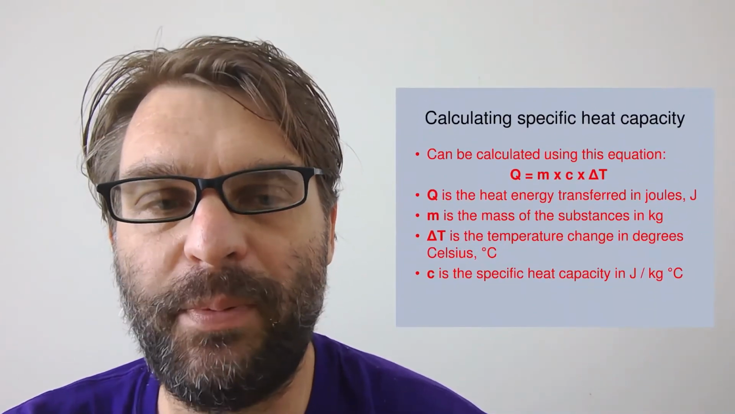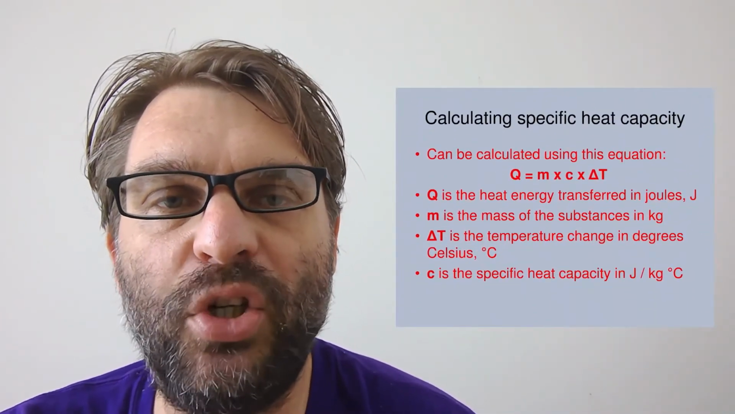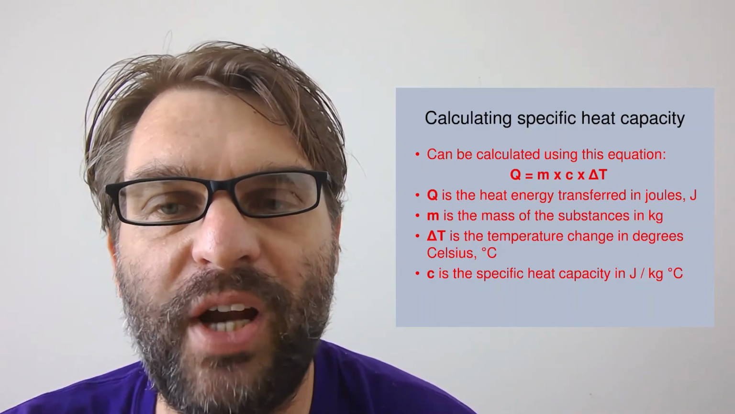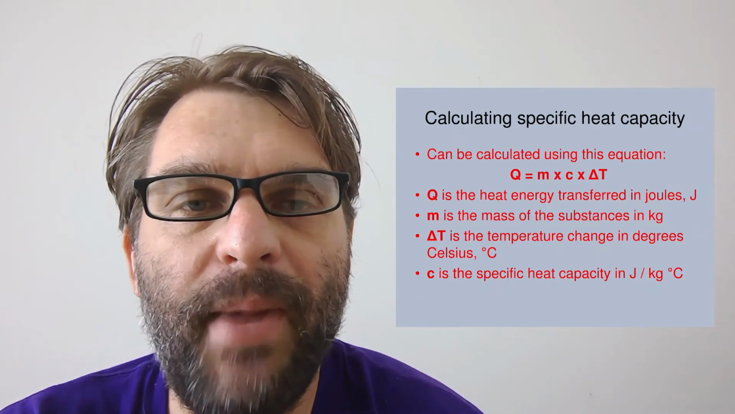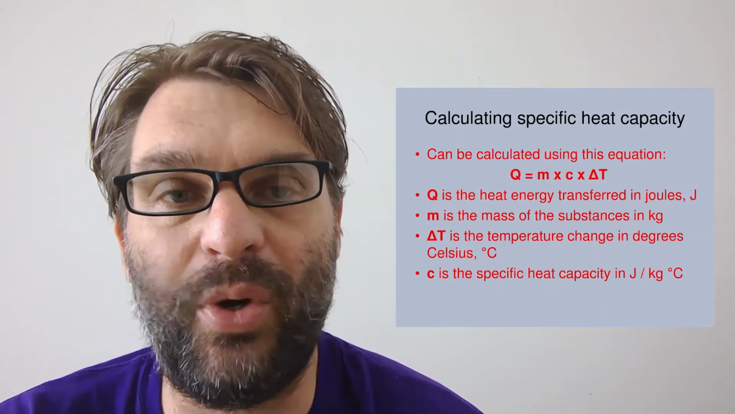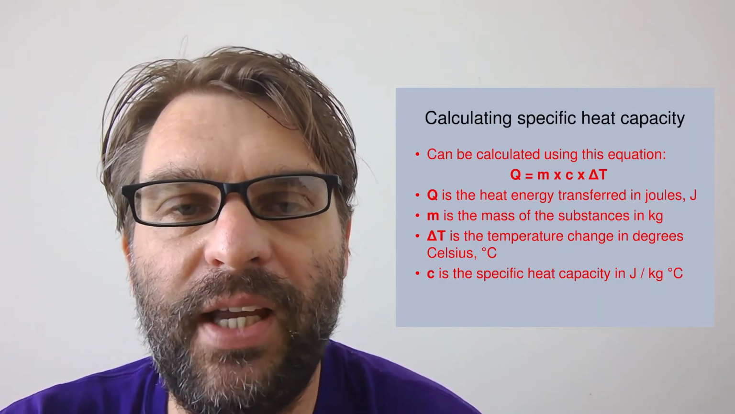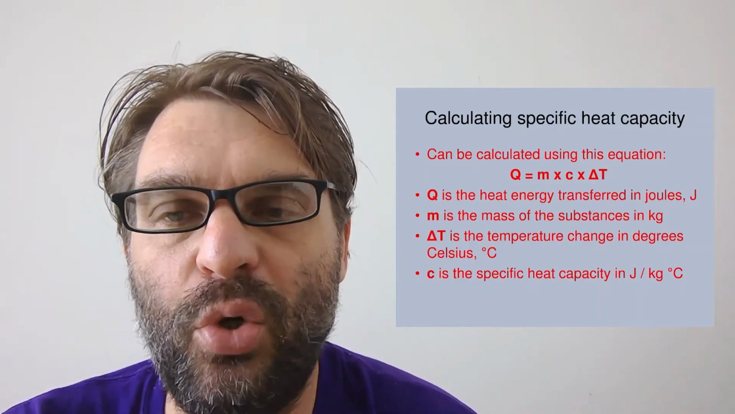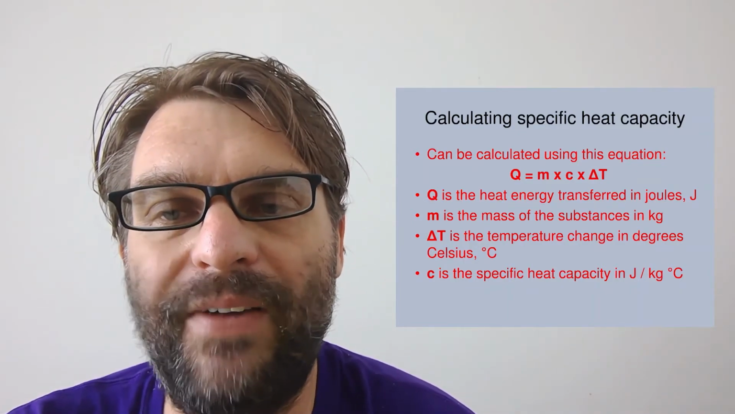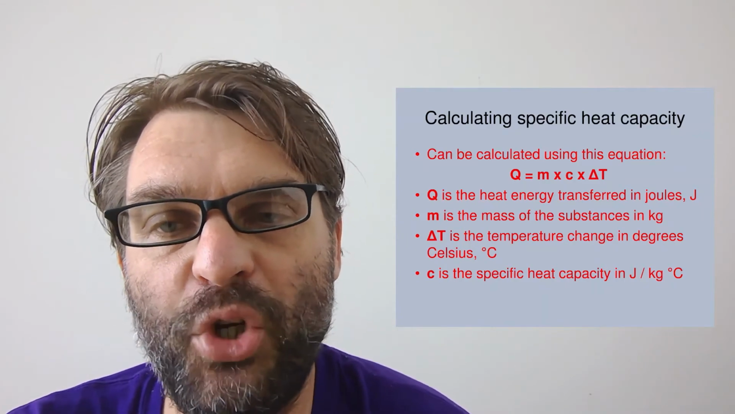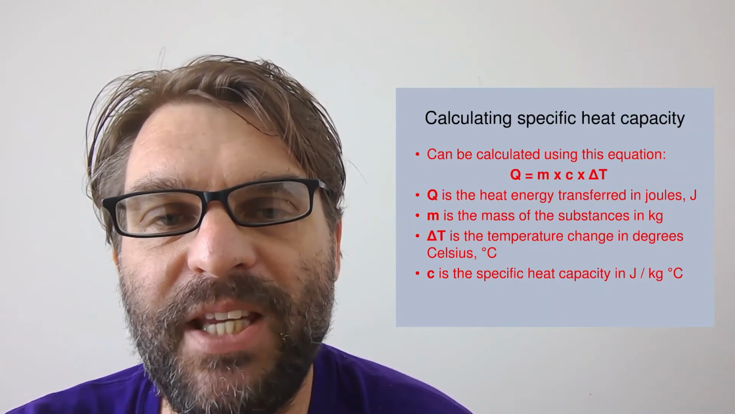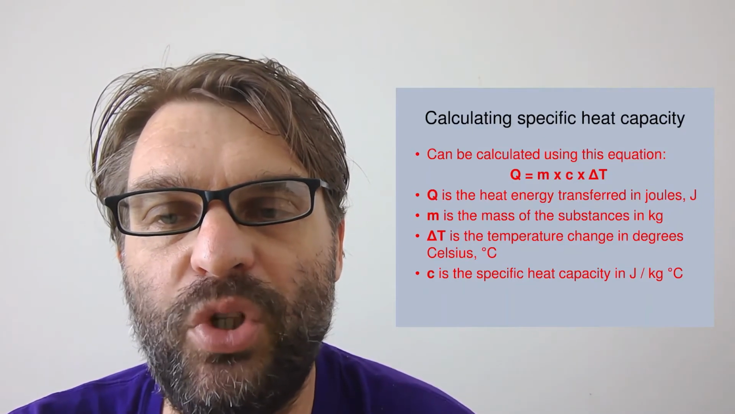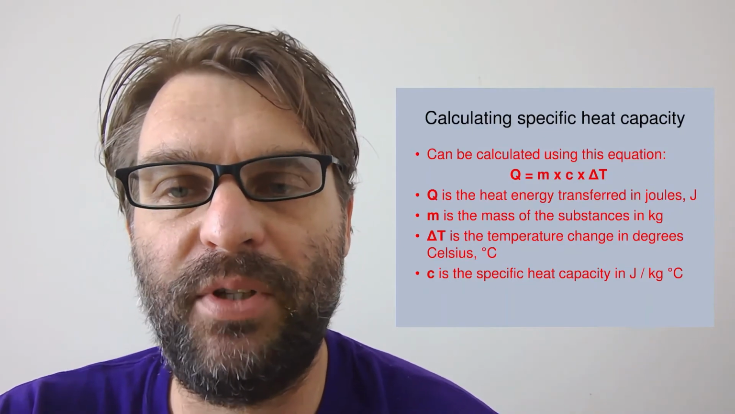So how do you calculate specific heat capacity? We use the equation Q equals MC delta T, where Q is the heat energy transferred in joules, because it's energy, m is the mass of the substance that you're heating in kilograms, and delta T is a change in temperature, so from the initial temperature before you started heating to the final temperature when you have heated the object over a certain amount of time. And C is the specific heat capacity in joules per kilogram per degree Celsius, which is unique to every substance.